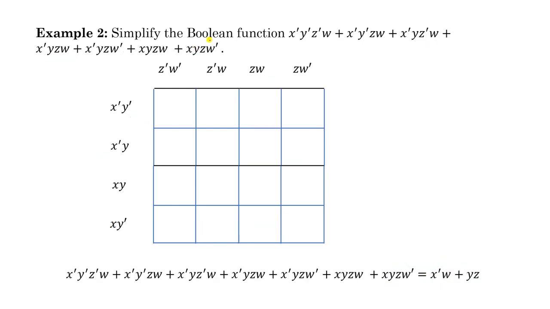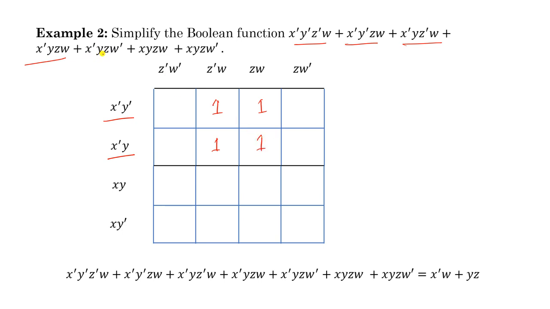Look at another example. X dash y dash z dash w, x dash y dash, this is z dash w. So this is 1. The next term, x dash y dash z w. So this is 1. Now the third term, x dash y z dash w, x dash y z dash w. So this is 1. Now this term x dash y z w. So this is 1.